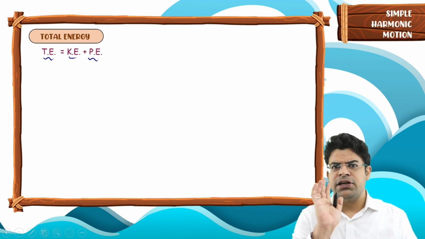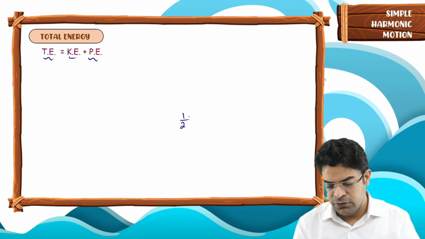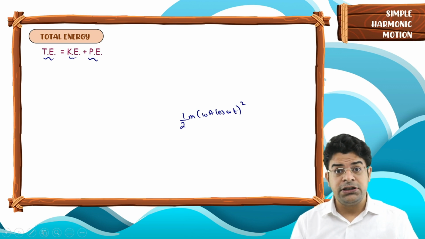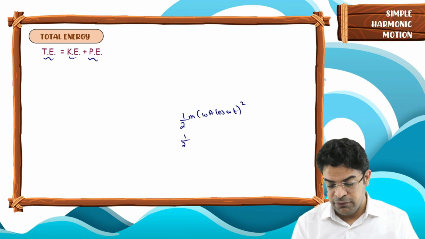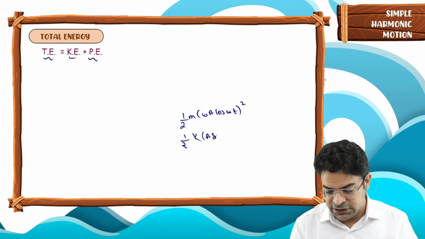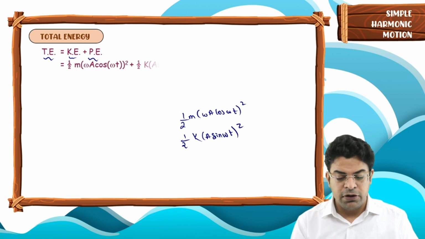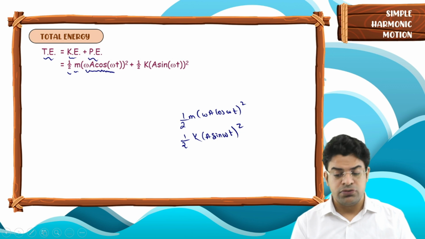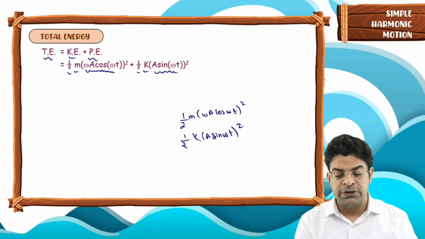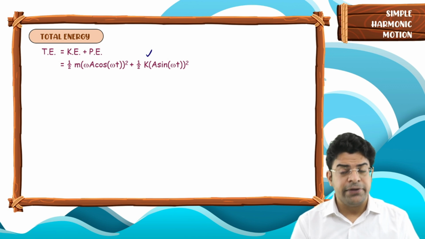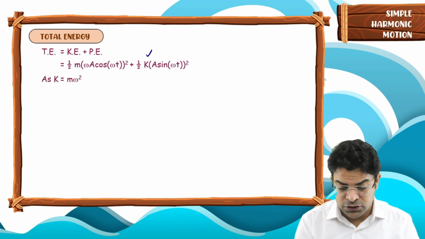The kinetic energy at any time t will be half m times the speed at any time t, which will be omega a cos omega t, whole squared. And the potential energy at any time t will be half k x squared, and x at any time t is given by a sine omega t. So we get half m (omega a cos omega t) whole squared plus half k times displacement squared. Now, as you know, this quantity k can also be written as m omega squared.